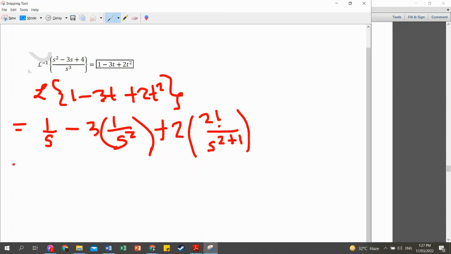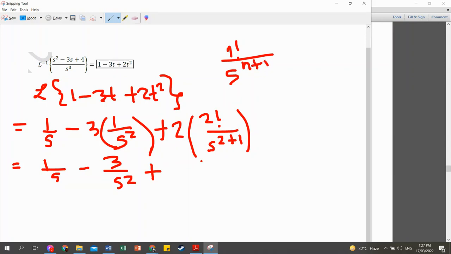So, simplifying further, you have 1 over s minus 3 over s squared plus, here I used n factorial over s raised to n plus 1, if you remember, where n is the exponent of t. So, we have 2 times 2 factorial, which is 4, so 4 all over s cubed. Now, let's get the LCD. The least common denominator is s cubed.